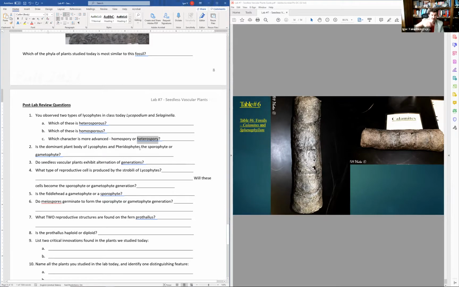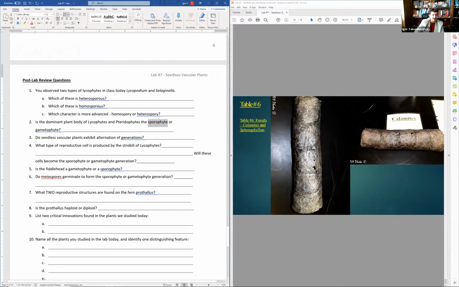When you start seeing vascular plants, any vascular plants, it's a sporophyte. Do seedless vascular plants exhibit alternation of generations? Any plants exhibit alternation of generations. Seedless, seeded, vascular, non-vascular, it doesn't matter. All of them exhibit, in one way or another, alternation of generations: sporophyte producing gametophyte, gametophyte producing sporophyte, and so on and so forth.